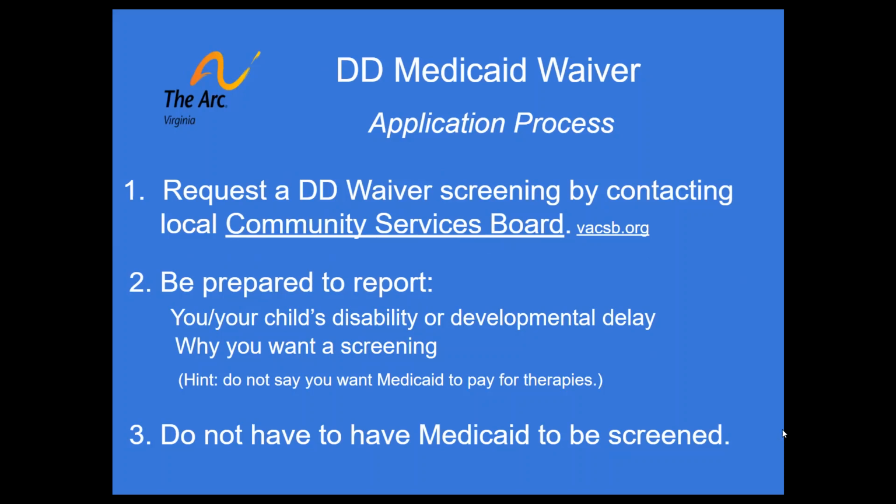If you're found eligible for the DD Waiver, then you will be placed on a waiting list. This waiting list is large, but waivers are awarded based on need. It's not a chronological wait list. If you are on the wait list, you may be able to apply for the Individual and Family Support Program funds or rental assistance for those who are adults.